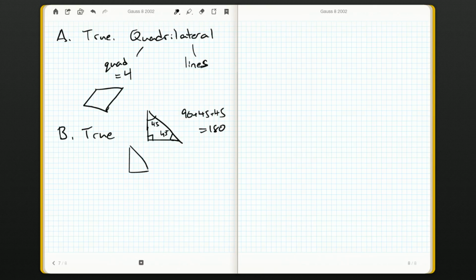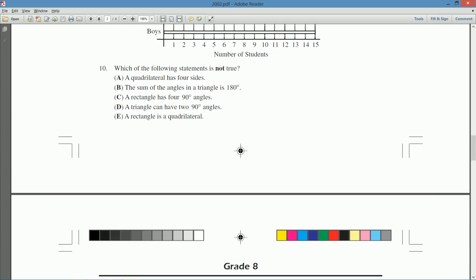Another really popular one that comes up a lot on math contests is the 30, 60, 90 triangle. And again, 30 plus 60 is 90, plus another 90 degrees is 180 degrees. Now, my specific examples are both right angle triangles, but of course, any other triangle you try will also be 180 degrees. So we're not looking for B.